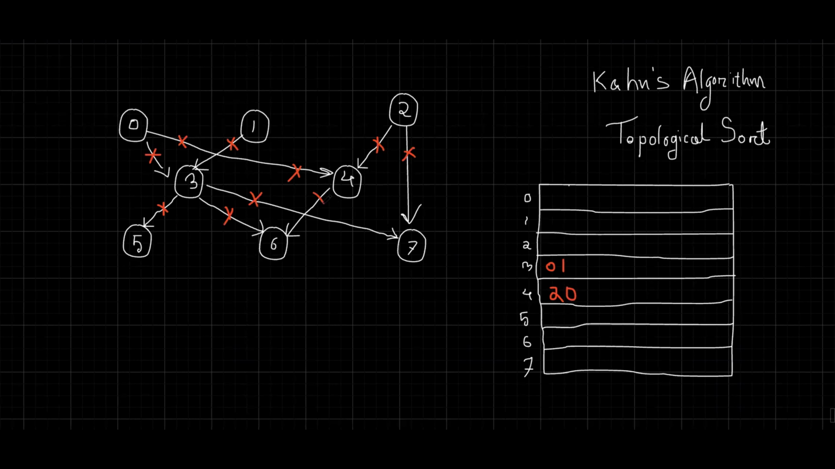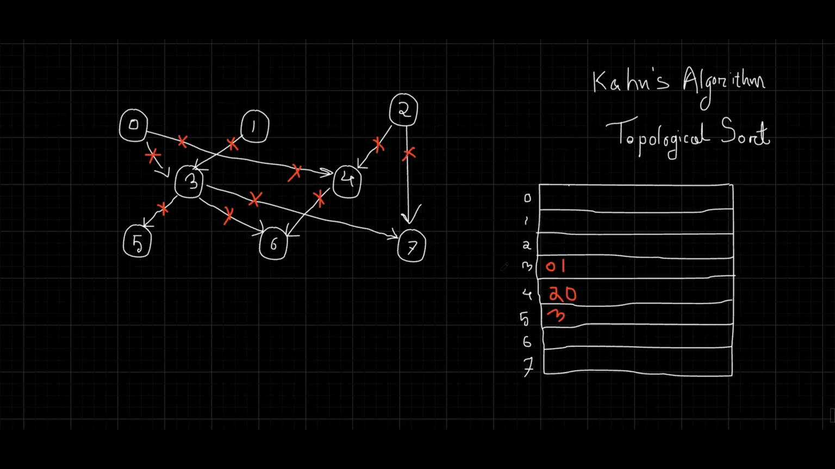And the outgoing edge of the 4 should be removed. Now we are at this node 5. Its in-degree is 0 because the incoming edges are gone. So what is the parent of the node 5? The parent is 3. So we have to insert 3 here.